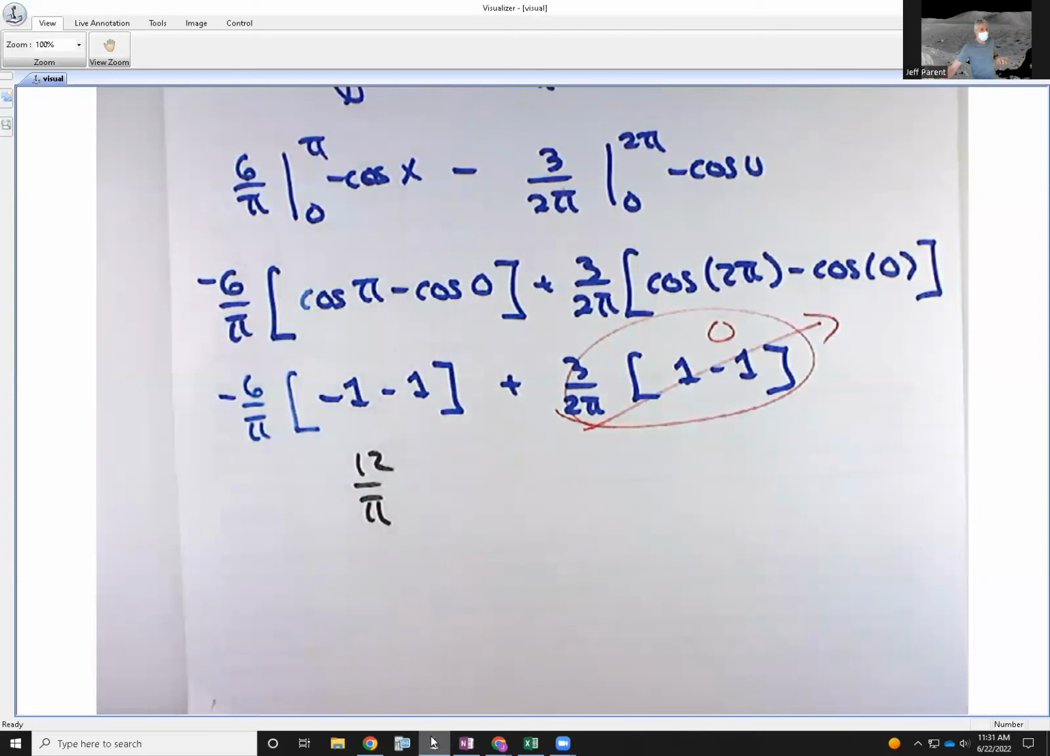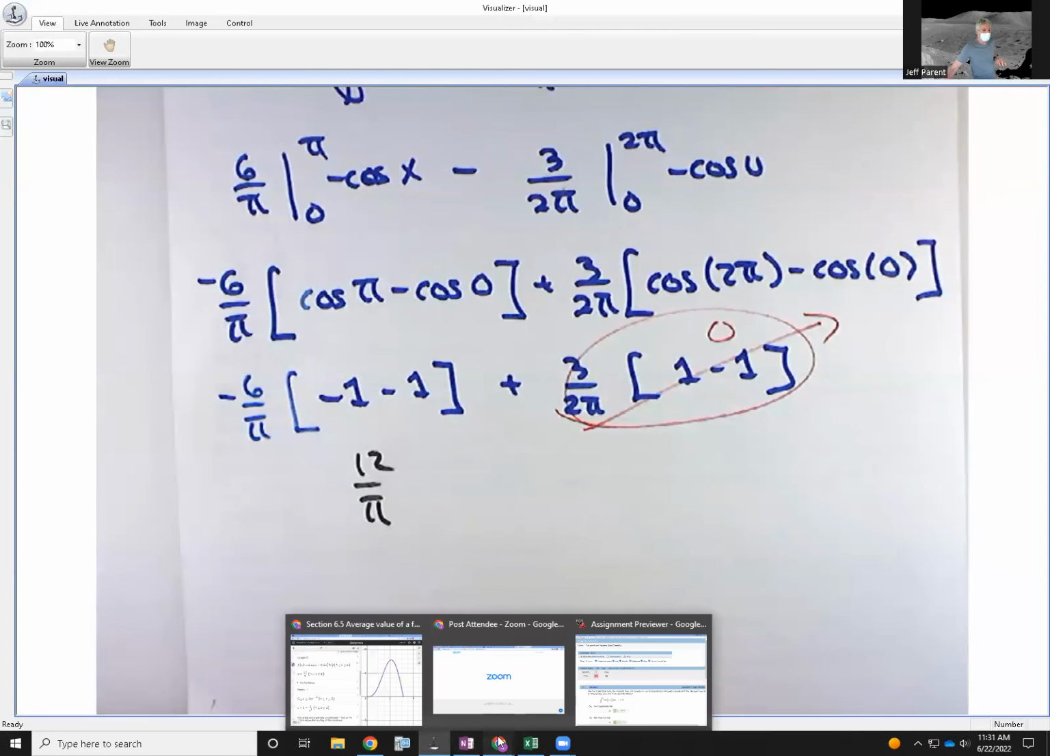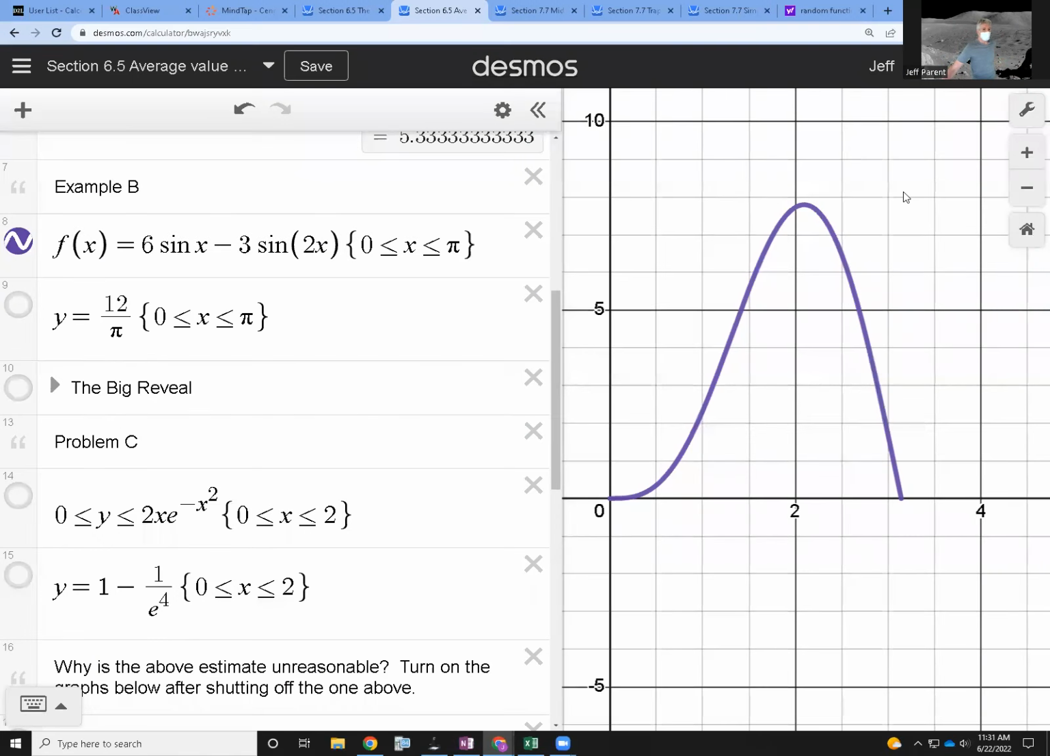Let's take a look and see if it looks reasonable. Let's take a look on the graph. So here's our function. There's your average value. That looks reasonable. It's someplace in the middle. Should be someplace in the middle. So, without getting overly fancy or technical, at least it passes the smell test. At least it doesn't look absolutely wrong. So let's keep going. Couple more here.